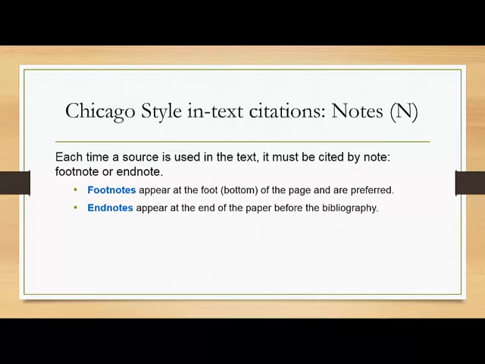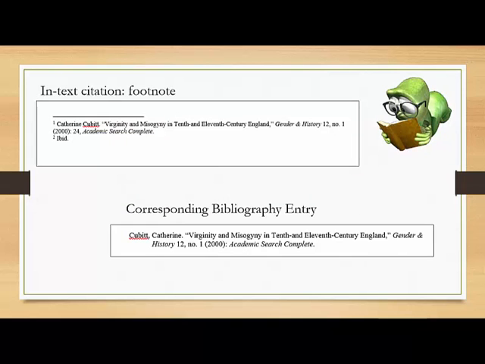Let's get to the Chicago style. The N is for notes. Each time you use a source in your text, it should be cited by a footnote or endnote. As I mentioned, we're going to focus on footnotes. Here is what a footnote and its corresponding bibliography entry will look like in your paper.